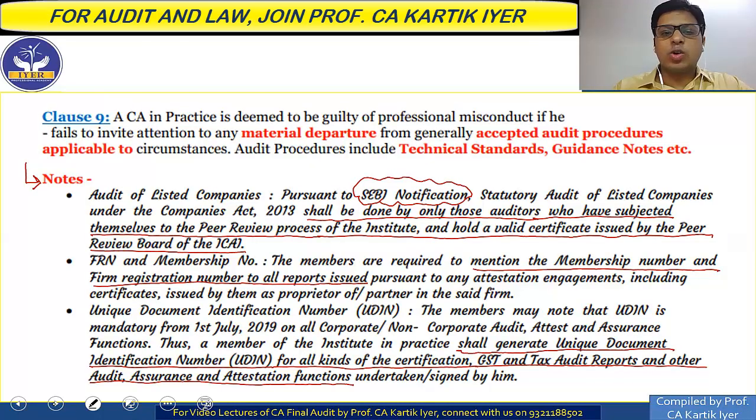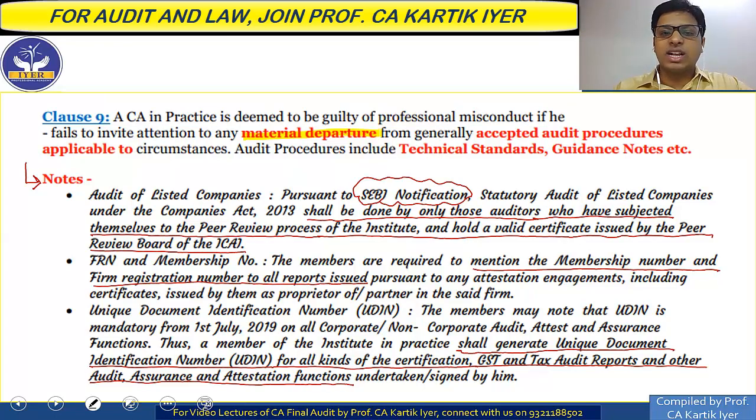Now next is in relation to clause 9 of part 1 of the second schedule. So okay, let's read this clause. A CA in practice is deemed to be guilty of professional misconduct if he fails to invite attention to any material departure from generally accepted audit procedures applicable to the circumstances. Audit procedures include technical standards, guidance notes, etc. So here, let's see, there are specific points in relation to this clause. Again, I'm telling you, these points are in relation to this clause, but not part of this clause. Okay, so let's see this.